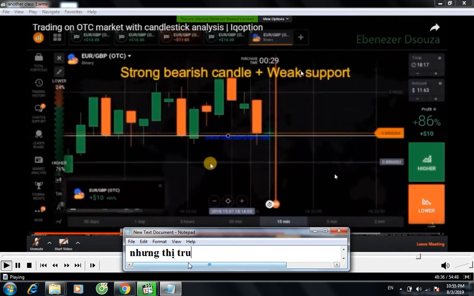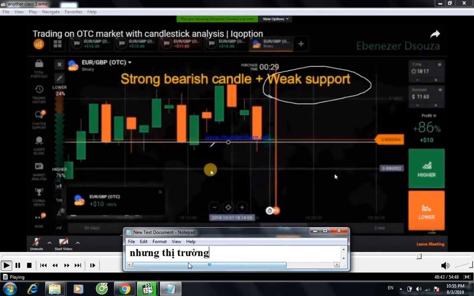This is the reason here. Weak support. Weak support means the market tried so many times. I already explained about this point. If you observe the market trying to break this level, it means it may break this level. There is a chance to break it. It means this is now a weak support. It will break this level.